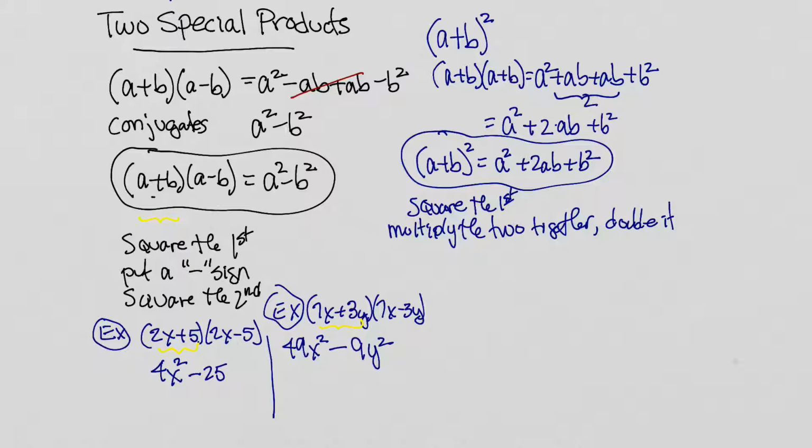So here's what we do so far. You square the first, that gets us here. You multiply these two together and you double it. Then, look at the last one. You just square the last. So now, you square the last.